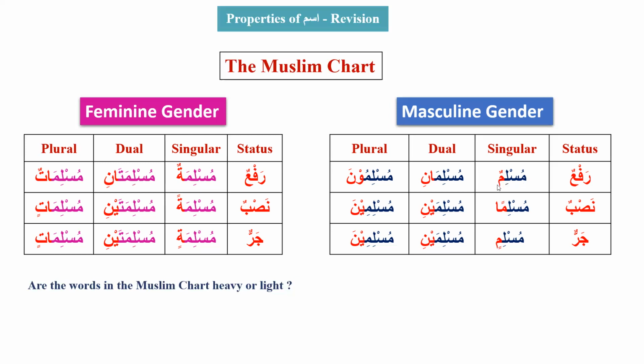Muslimun, there's a noon sound. Muslimani, noon sound. Muslimuna, noon sound. Muslimatun, there's a noon sound. All of these 18 words, 9 here and 9 in the other one, have a noon sound at the end. When we see or hear the noon sound, we say it is heavy. All of these words in the Muslim chart are heavy.